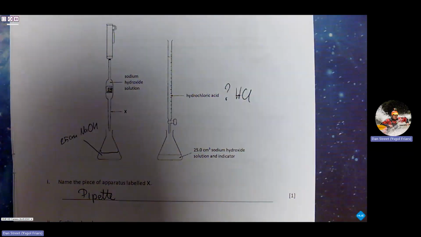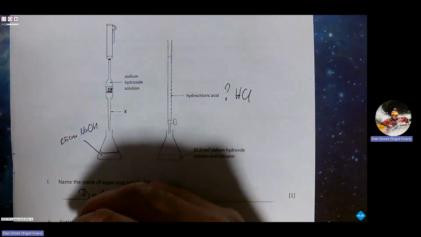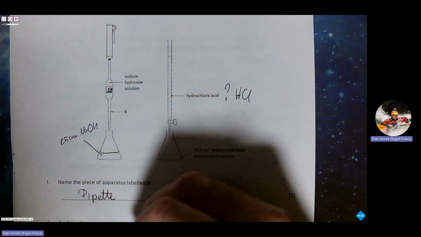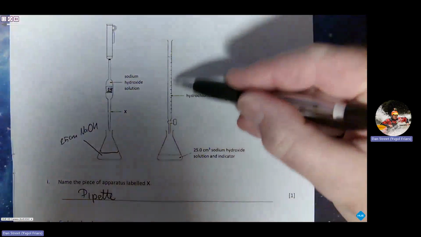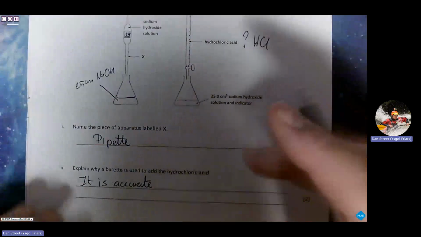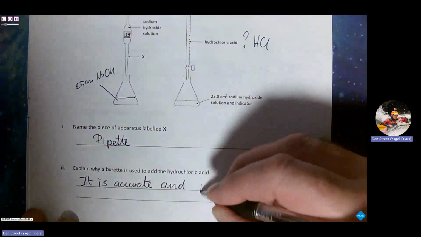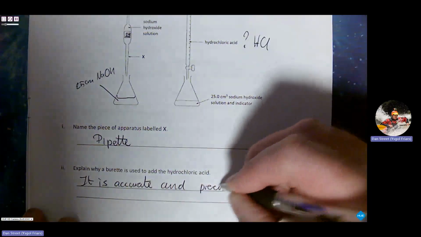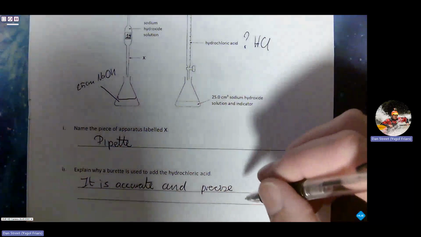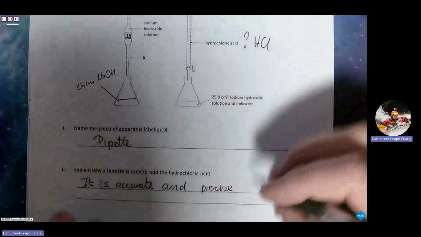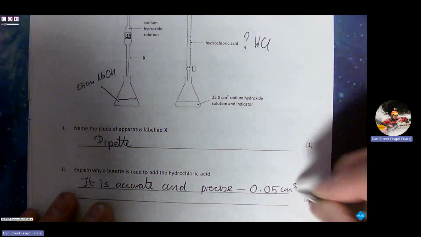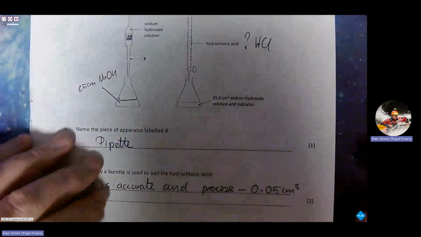Explain why a burette is used to add hydrochloric acid. Okay, and this is because it is accurate, which means when it says 25 centimeters cubed on the scale, it means 25 centimeters cubed, but also it's precise. Okay, so it's accurate and precise. What that means is the graduations, the steps on the burette are very small, so we can be very precise with our volumes. Okay, you should be able to measure to 0.05 centimeters cubed with a burette.